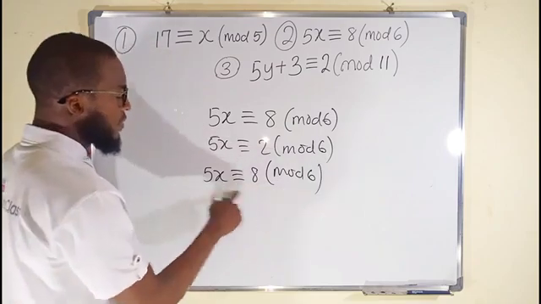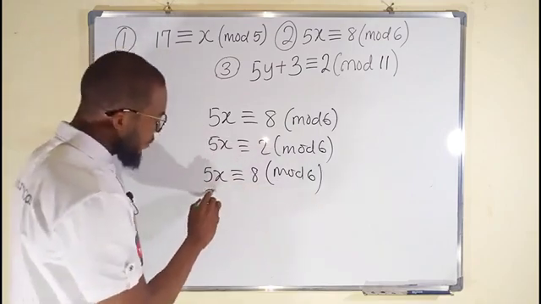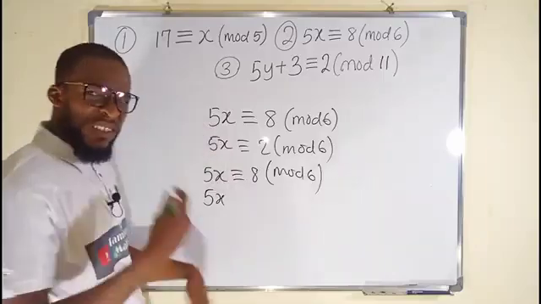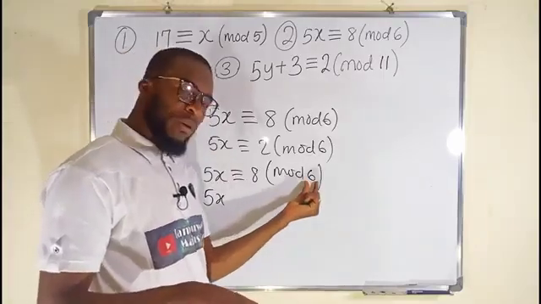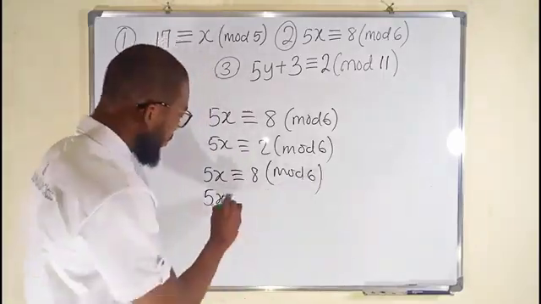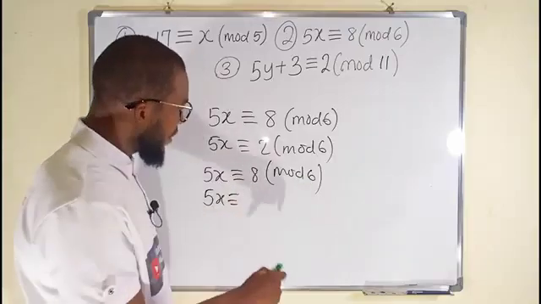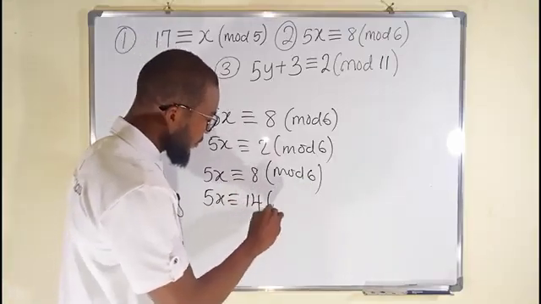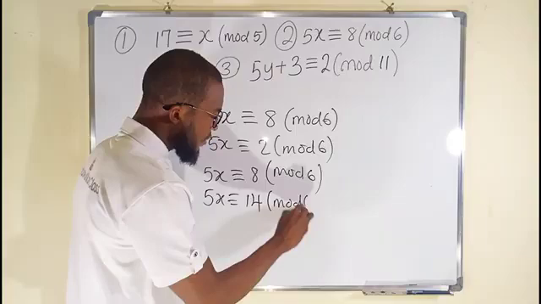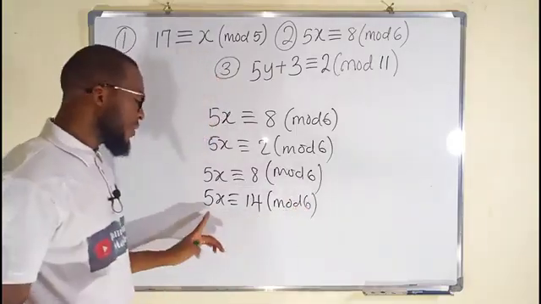But again, this is not divisible by this. So we can add again. It's just like adding 0. A complete bundle is the same thing as 0. This is equivalent to 8 plus 6. Again, this is 14, mod 6. Again, this is not divisible by this.